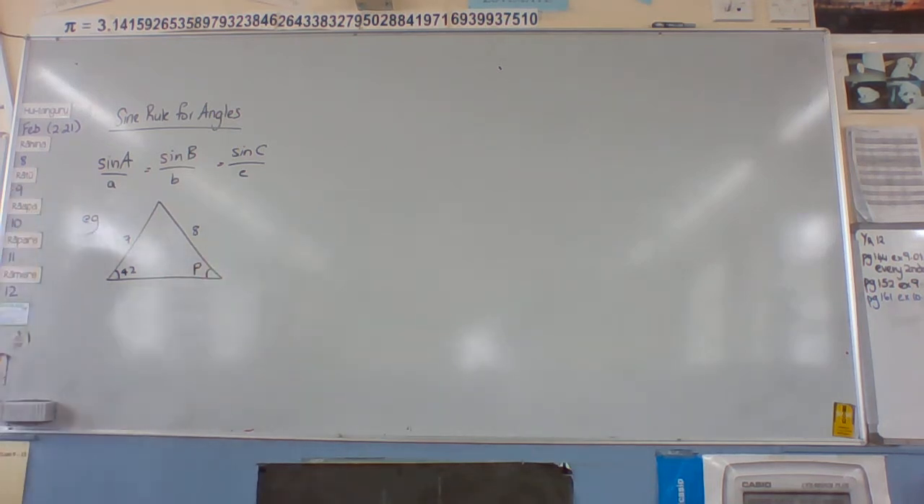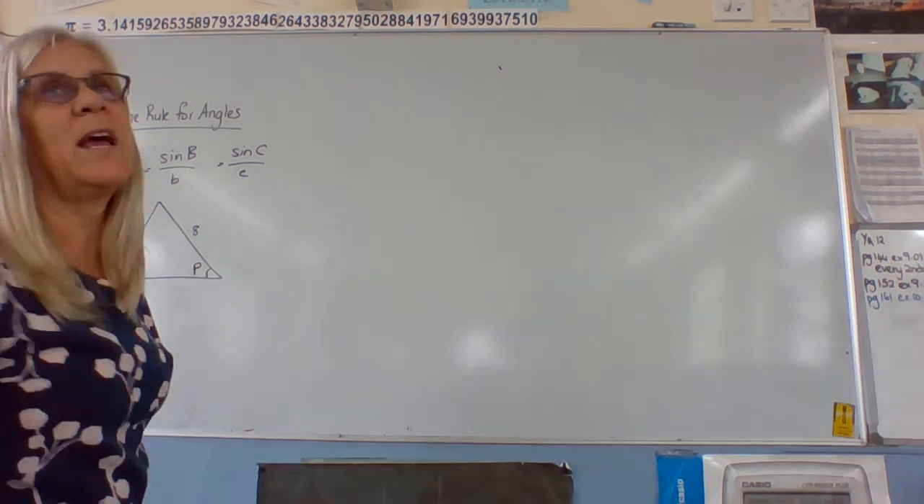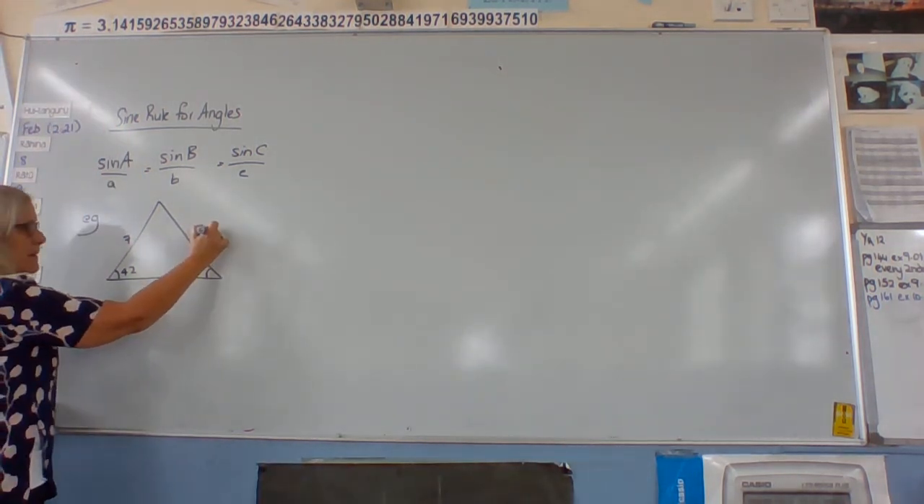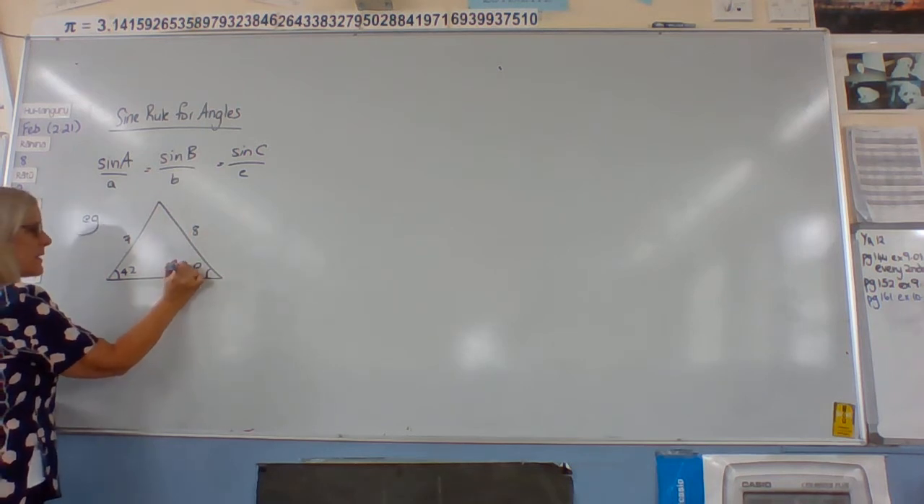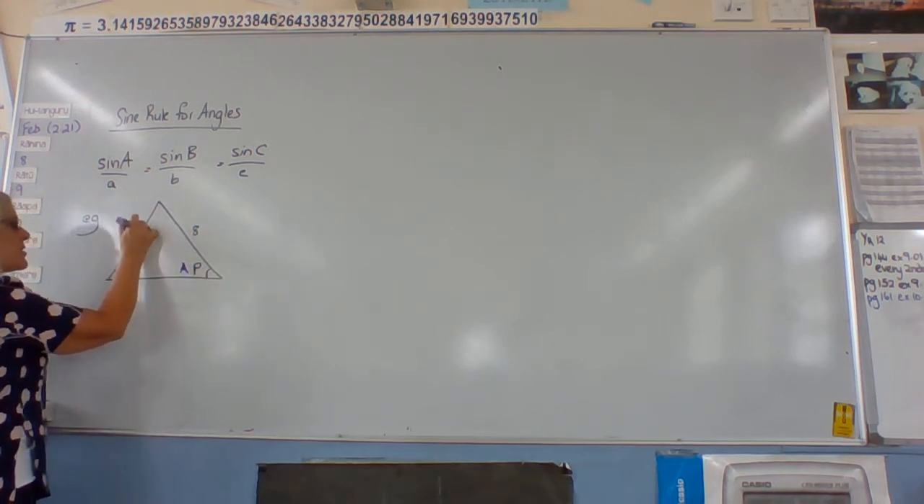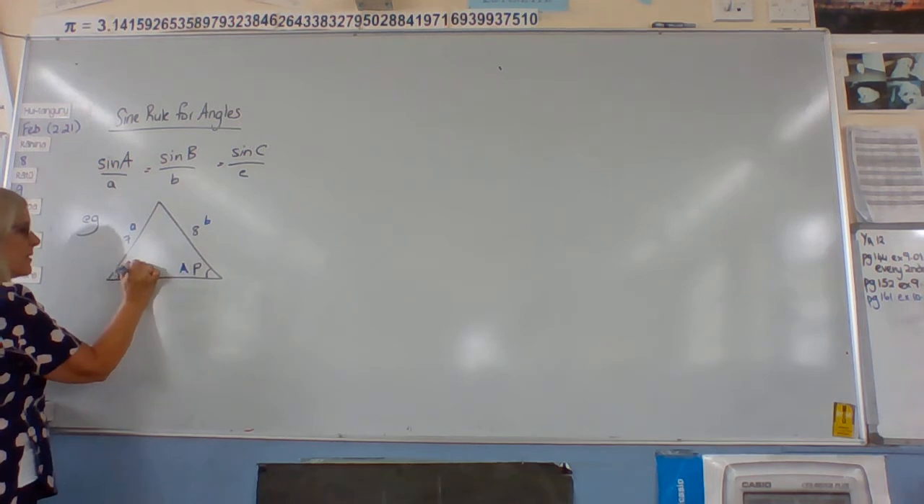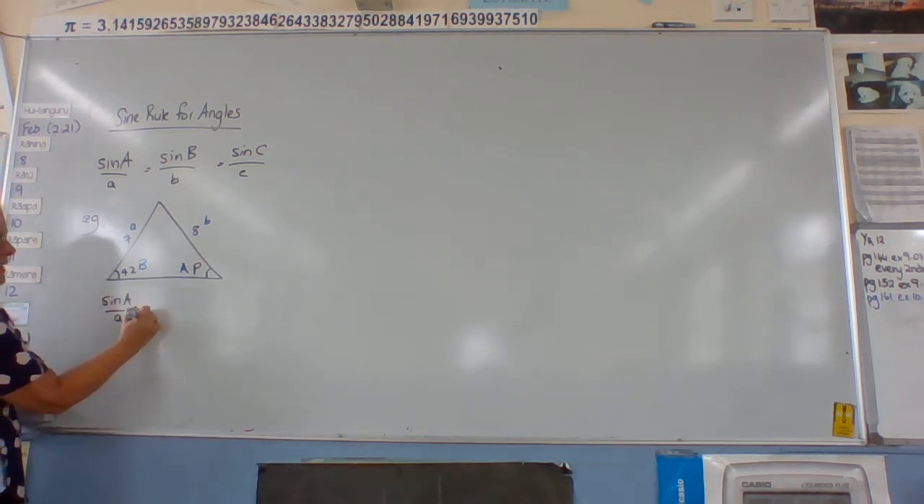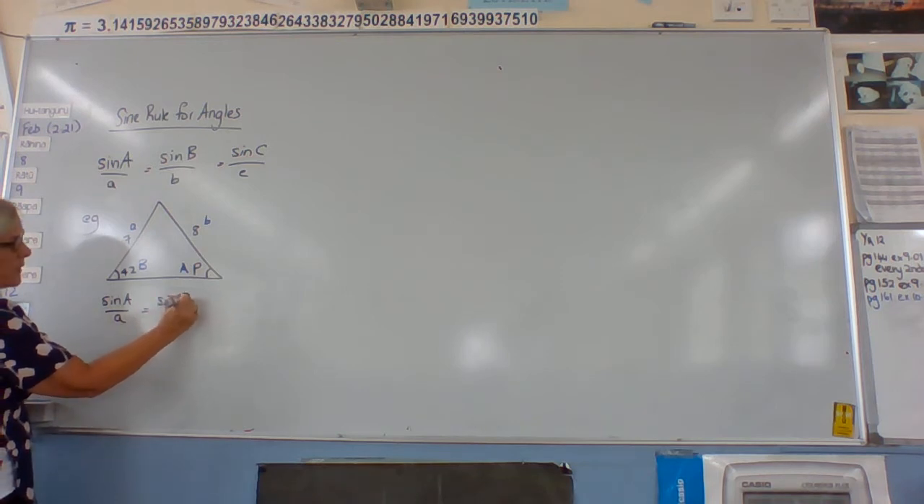We label our triangle. I'm going to make this one A so that I can just use that part of it. It doesn't matter what's labelled what. We'll write out two parts of the sine rule: sine A over little a equals sine B over little b.